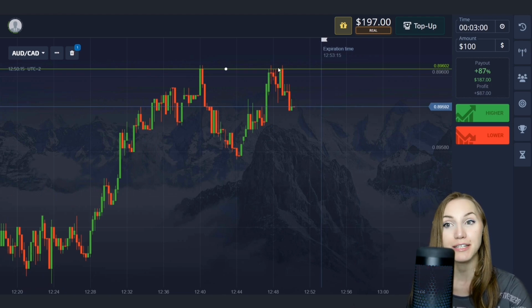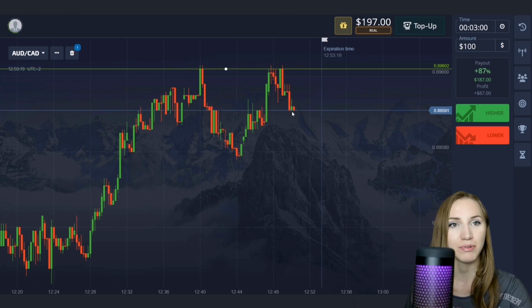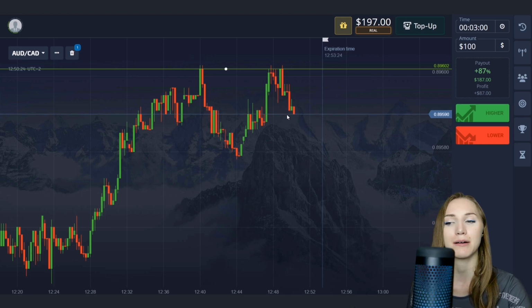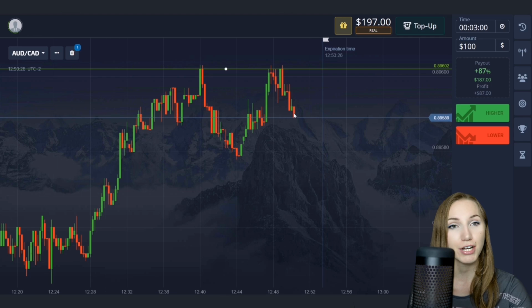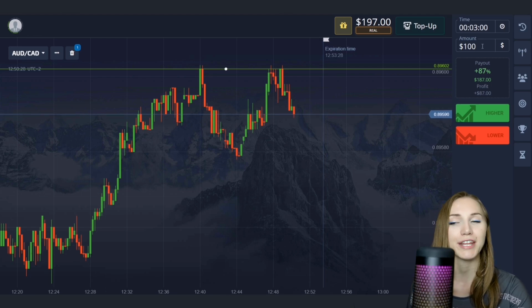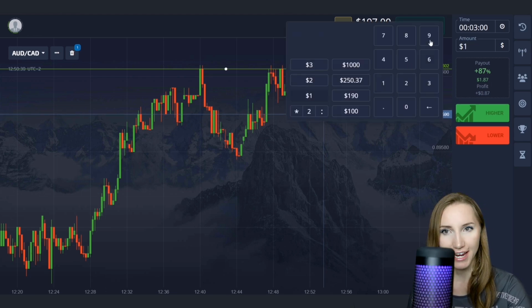So you can notice that after touching the level the price bounced down, and now you can see the price hasn't broken through this level yet, and the price lows are becoming higher here. So the trend of the price is going up. So let's open the next trade here.